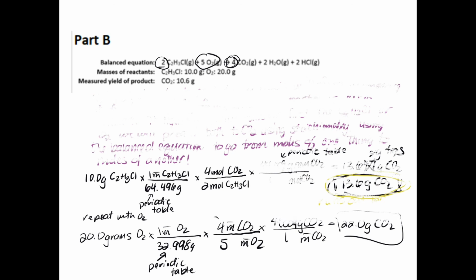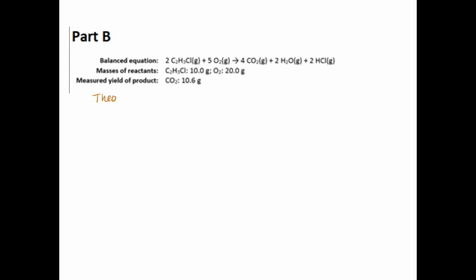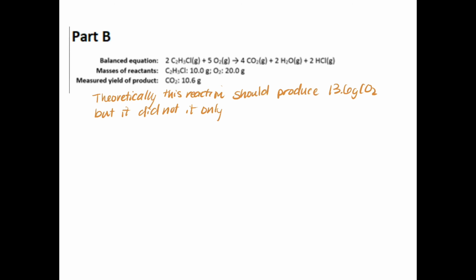So now we can compare what we predicted, 13.6, which is what we call our theoretical yield. So that's how much this reaction should produce if it's 100% efficient, which no reaction is. So we're now going to compare it to how much we actually got, which was only 10.6 grams.